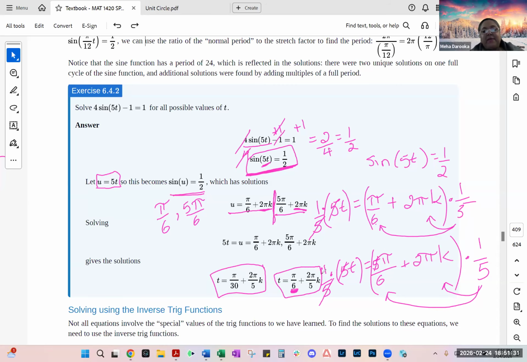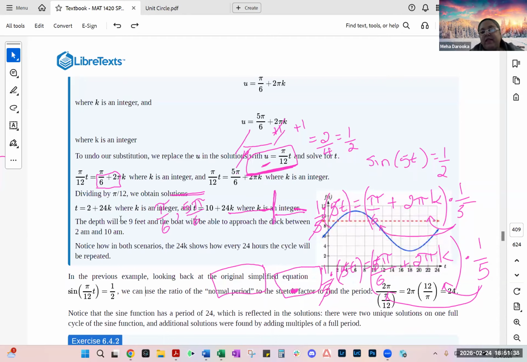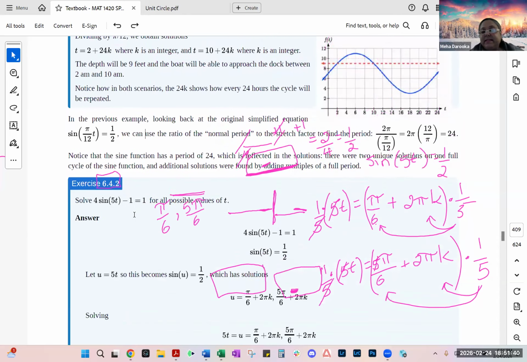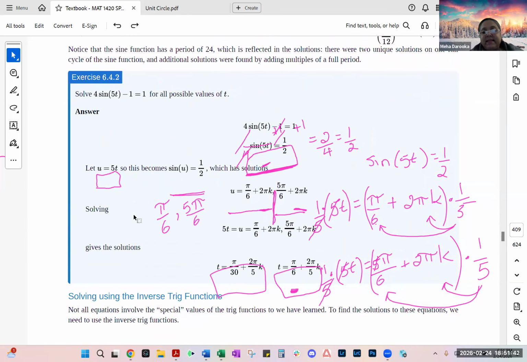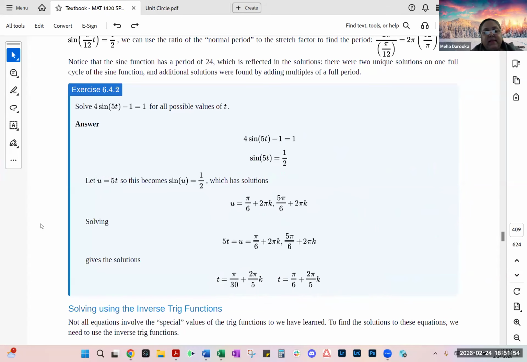So same exact process. The only difference is you were not doing it for a specific time of the night, but the process honestly is exactly the same whether you're doing the earlier example or this generic example. So you can see how that u substitution is working out in both instances. Questions on this one here, guys?